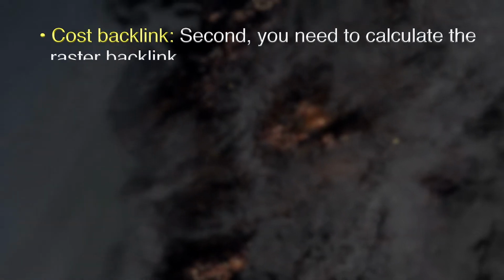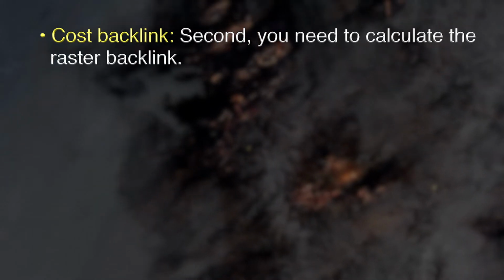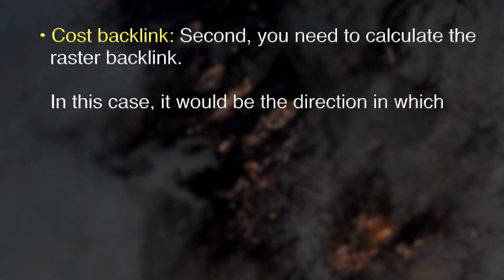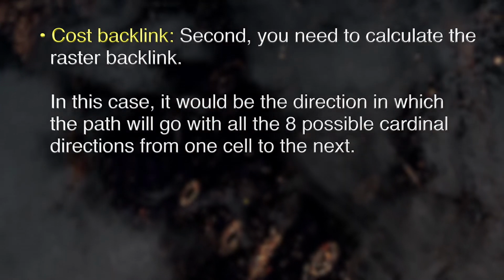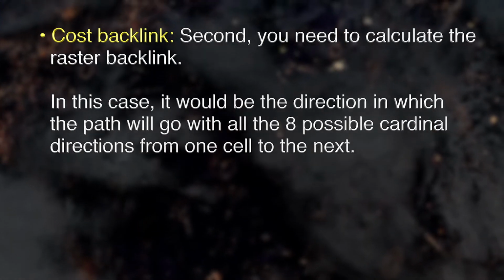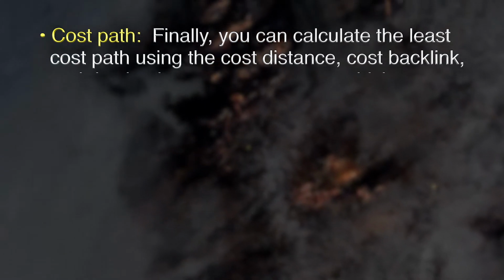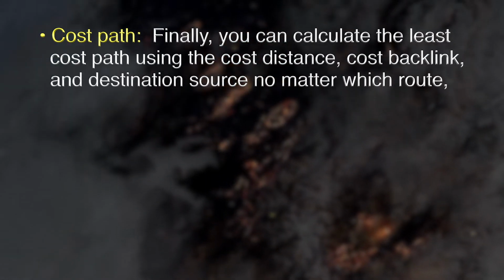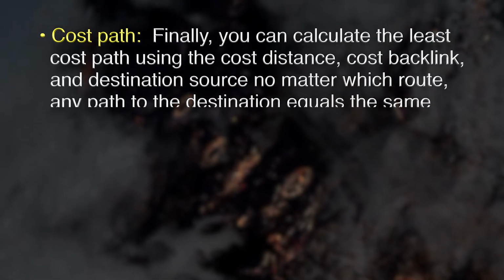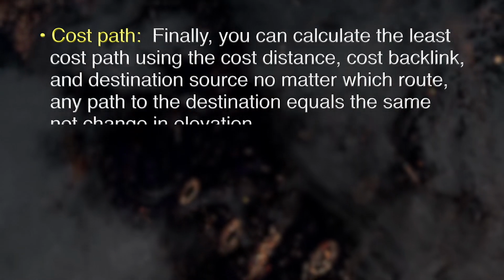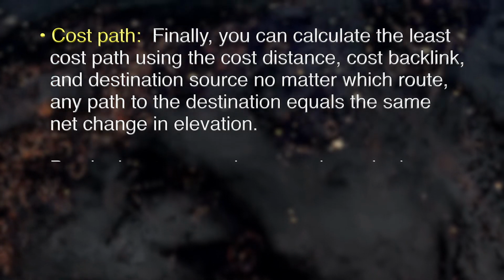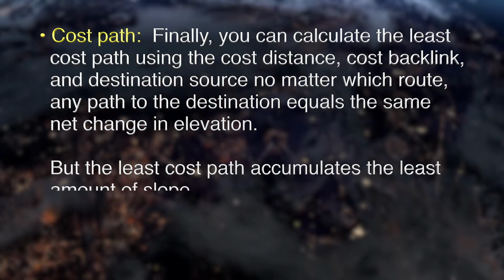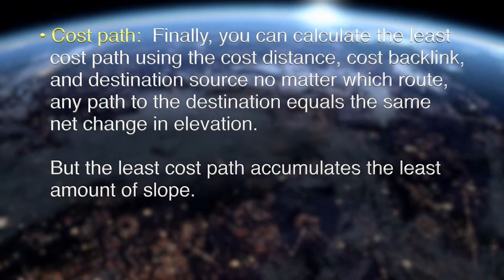Second, cost backlink. You need to calculate the raster backlink. In this case, it would be the direction in which the path will go with all 8 possible cardinal directions from one cell to the next. Third, cost path. Finally, you can calculate the least cost path using the cost distance, cost backlink and destination source. No matter which route, any path to the destination equals the same net change in the elevation, but the least cost path accumulates the least amount of slope.